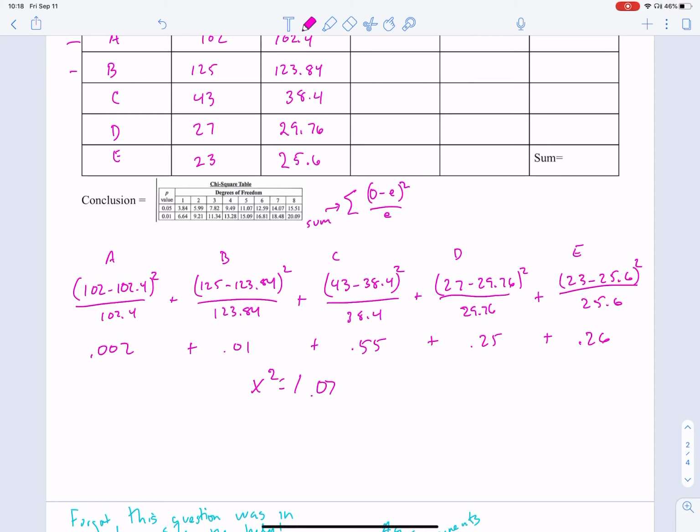Then the next factor, if I go to my p-value, I have to figure out my degrees of freedom. My degrees of freedom are n minus 1, which in this case is 5 minus 1, so degrees of freedom of 4. If I go to my chart, at a p-value of 0.05, I know that 1.07 is less than 9.49. And if my number is less, then I accept the null.